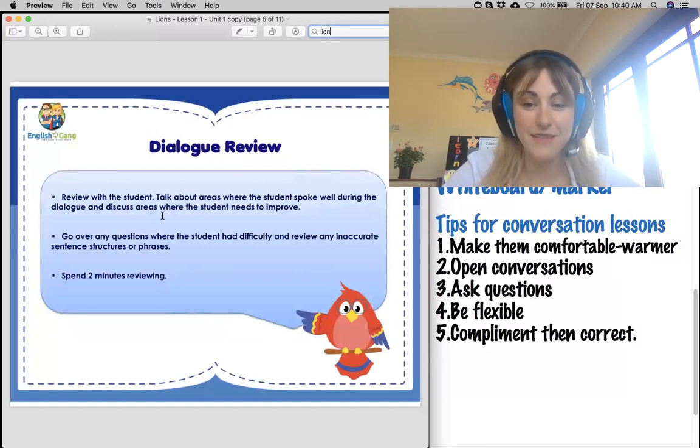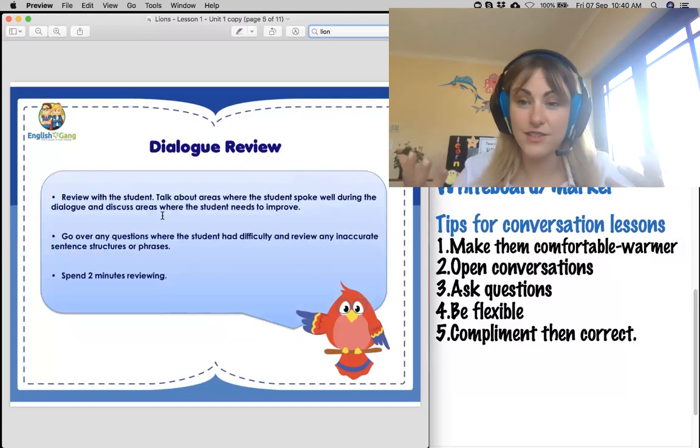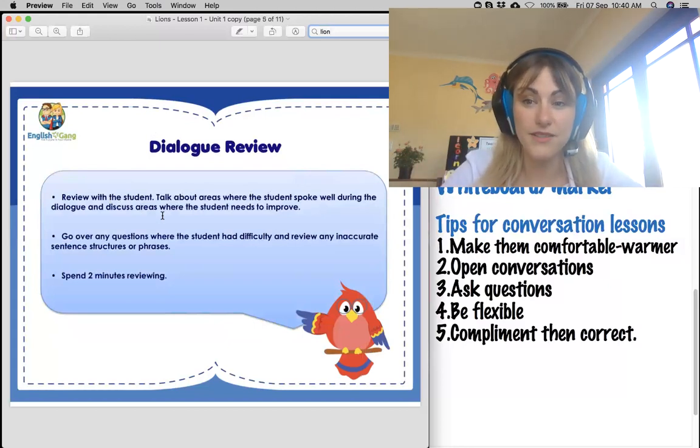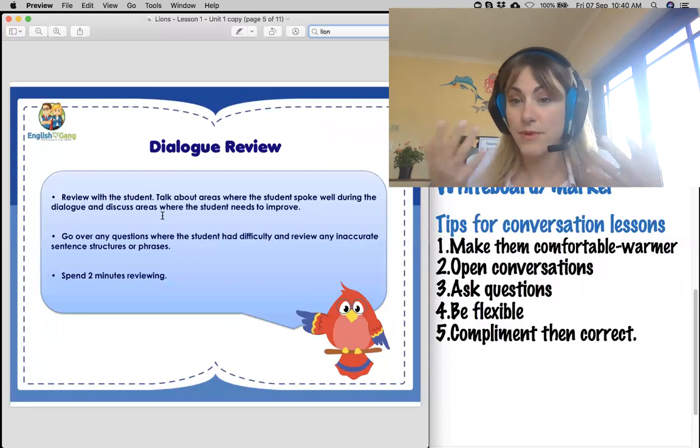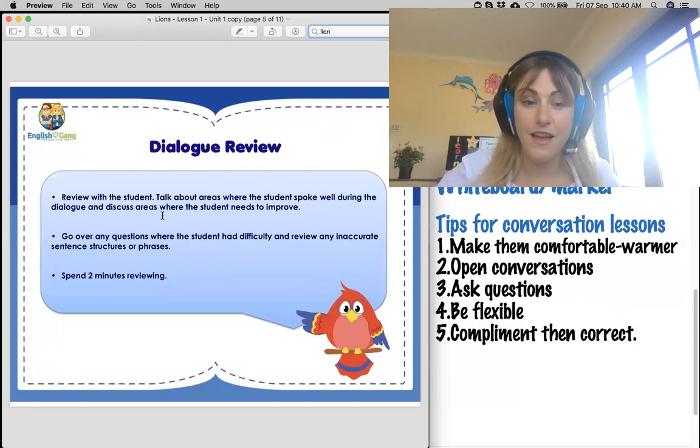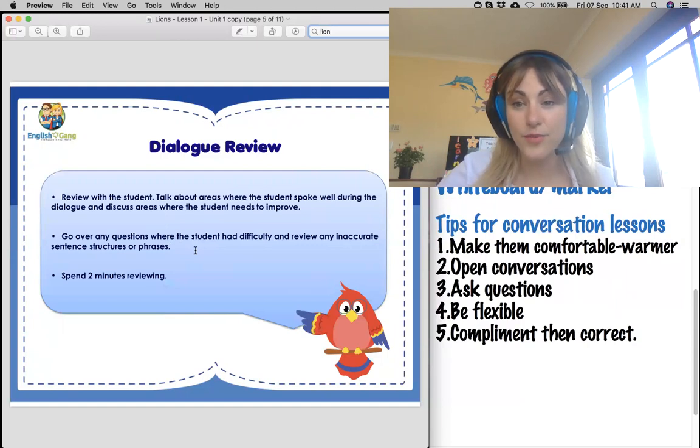In this part of the lesson, you are going to review areas in which the student can improve. But remember, as I said previously, try to first say something positive, that you can see that they maybe tried hard or that they have spoken fluently. And then go over some of the sentence structures, phrases, and have a look at the verb in different tenses.